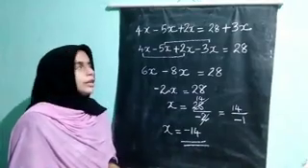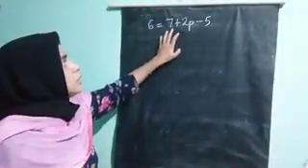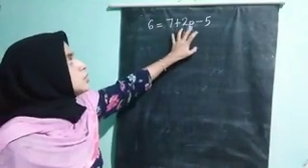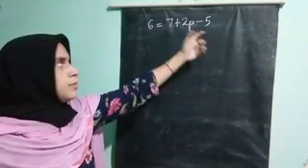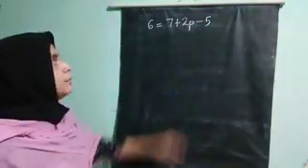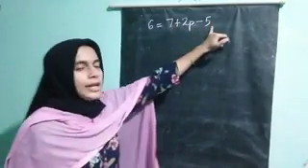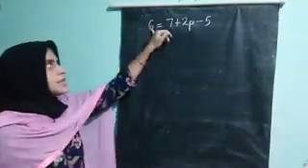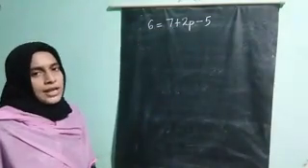Write down all of you. Next question. 6 equal to 7 plus 2p minus 5. In this question you can see variable on one side only, but we have many constants. 7 here, minus 5 there, and 6 here. So keep all the constant in one side.